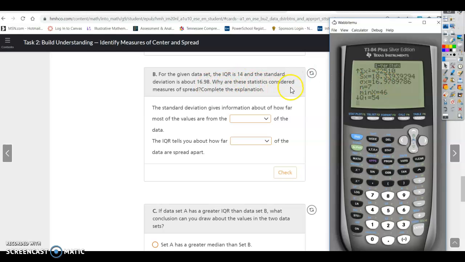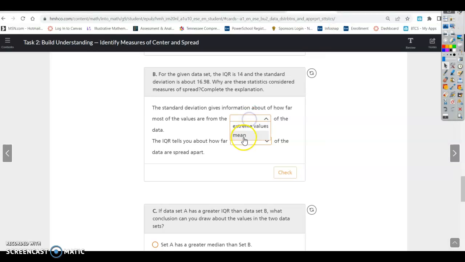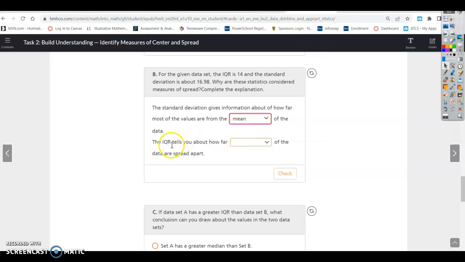So why are these statistics considered measures of spread? Complete the explanation. So the standard deviation gives information about how far most of the values are from the average or the mean of the data. The interquartile range tells you about how far the middle half of the data are spread. That's why it's called interquartile range, because we're talking about the middle half.